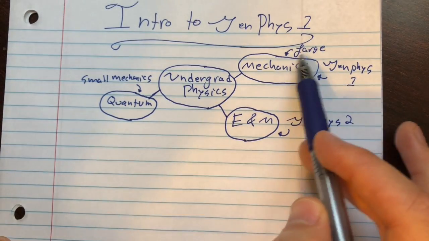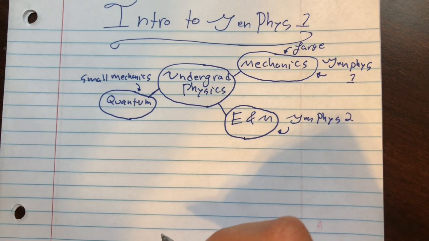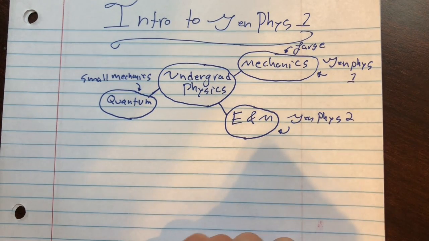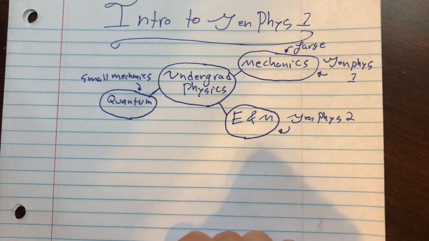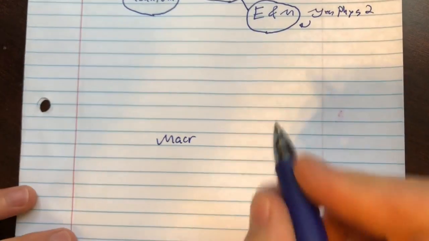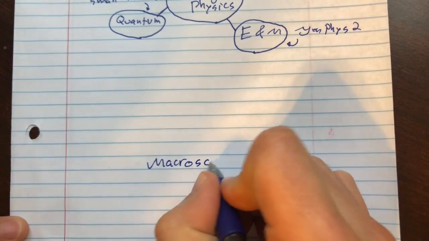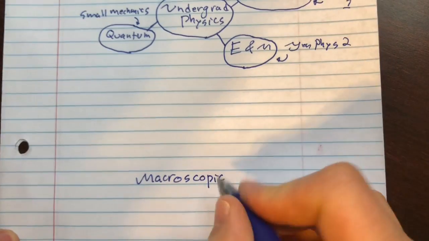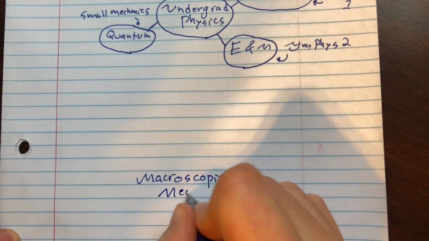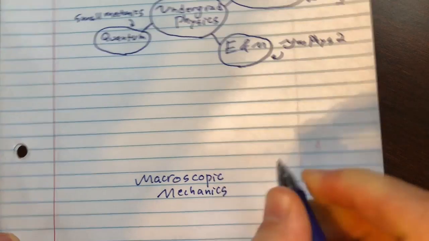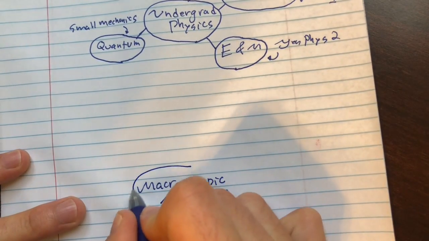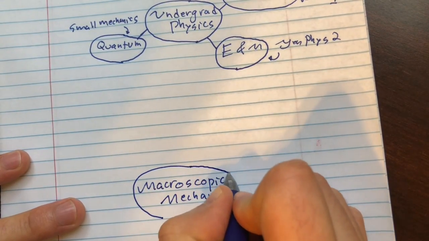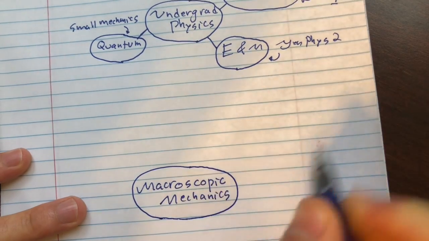So again, I called it large mechanics. I'll call it macro. You see that? So macroscopic mechanics. That is pretty much what Gen Phys 1 is going to be going over.